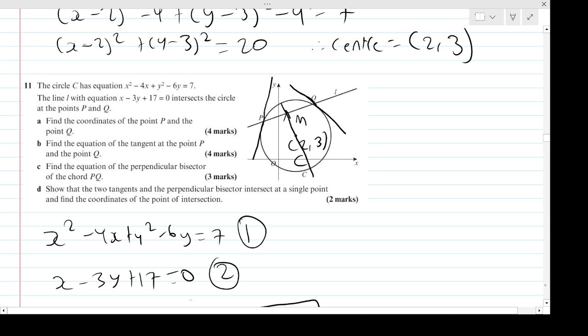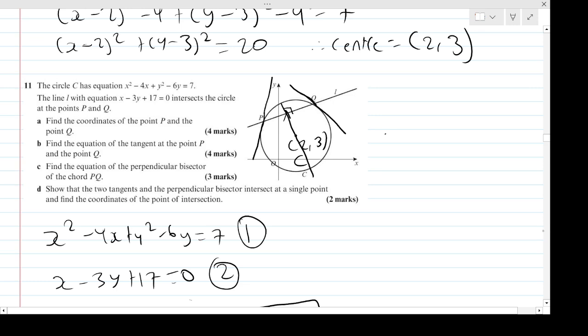So then we need to find the midpoint of PQ, first of all, to find a point on this bisector. But actually, no, we don't. Why do we not need to find the midpoint in this case? Because we already know what the centre is. We have a point already on the bisector, and we can work out the gradient between P and Q. So actually, we don't need to do that extra work.